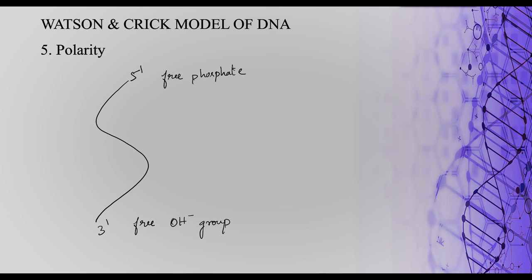So if the 5' position of the sugar is attached with the phosphate, then it is called the 5' end. If the sugar has a free OH group in its 3' position, then it is called the 3' end. This is all about the polarity. It will be the same for the other strand also. This is 3' and this is 5'. So this end has the free OH group and this end has the free phosphate group in the sugar molecule.